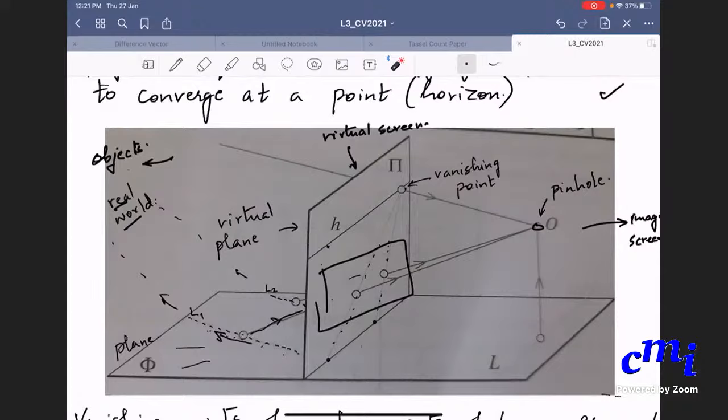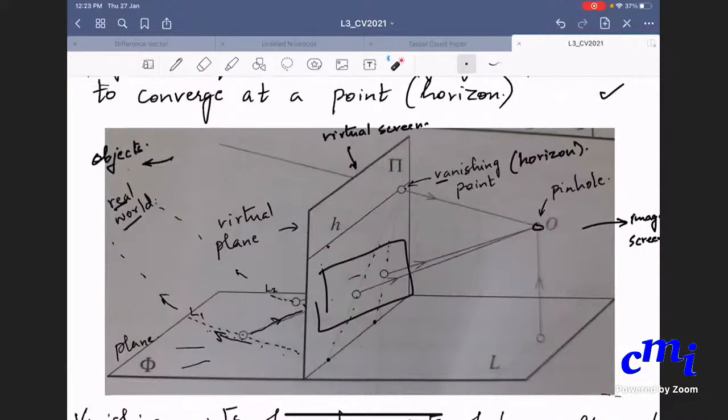Now, if you take any other pair of parallel lines in the same plane, then you can show using Euclidean geometry again that if you look at their images, they will also have a vanishing point. And the set of all such vanishing points, if you fix this plane phi and take any two parallel lines anywhere, will fall on a line which is called the vanishing line. That is what corresponds to the horizon.